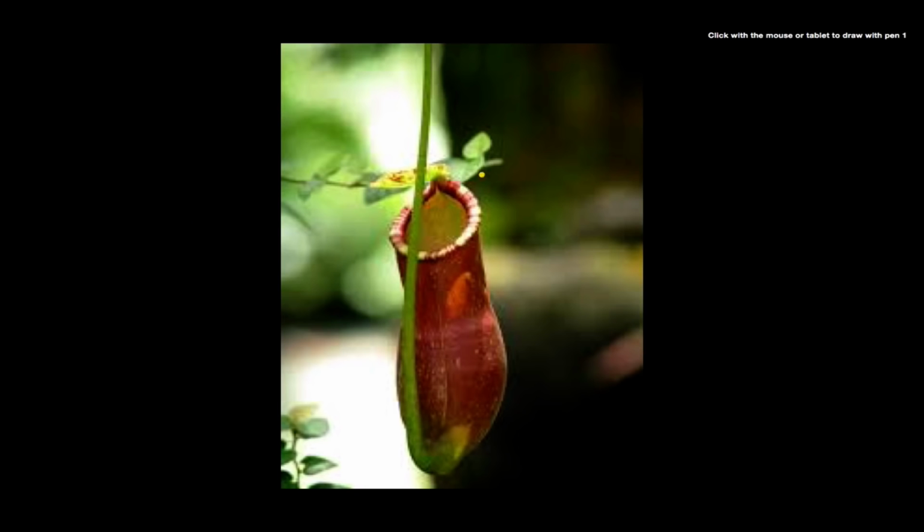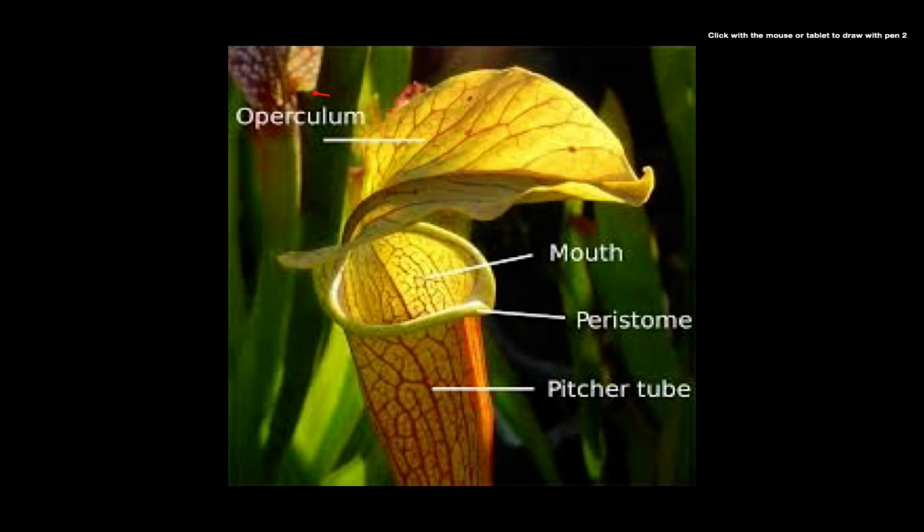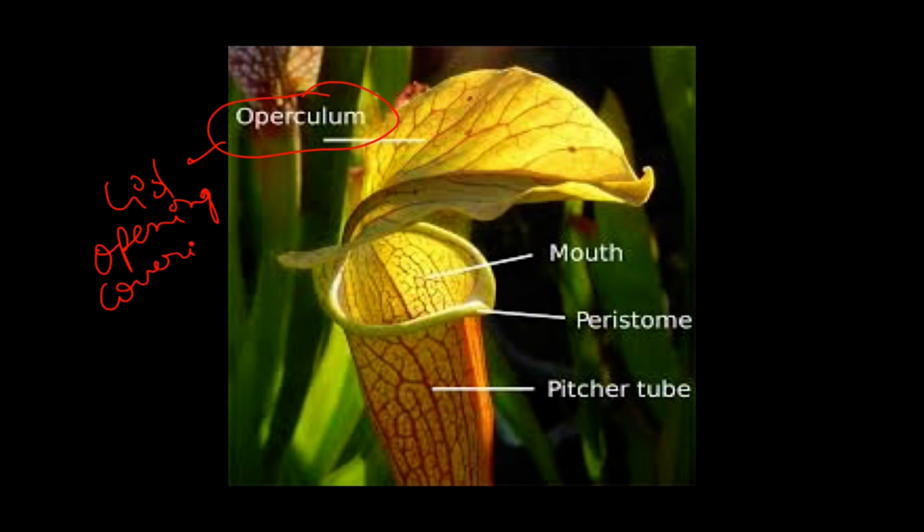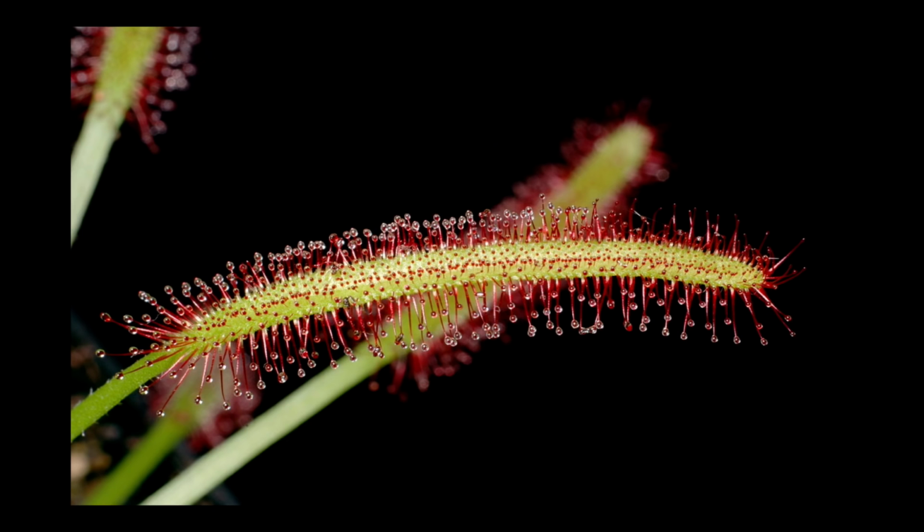So this is a pitcher plant. You can see a pitcher, इसमें जाएगा insect and then it will go inside, this lid will close and automatically it will die. Here you can see this is operculum. So in biology, operculum is a lid or covering, opening or covering or whatever you want to say, that is called operculum. Now this is the mouth, obviously this is peristome, not important. This is the pitcher tube in which the digestive juices will be secreted.